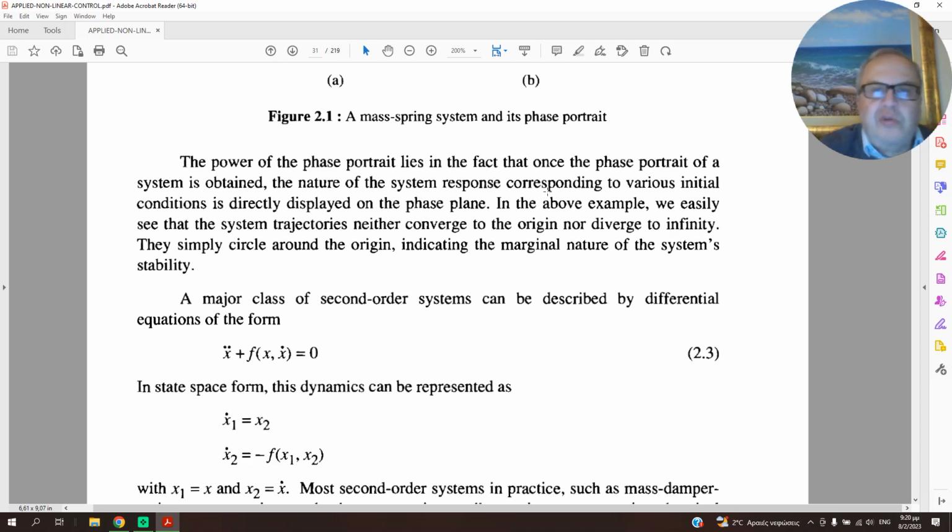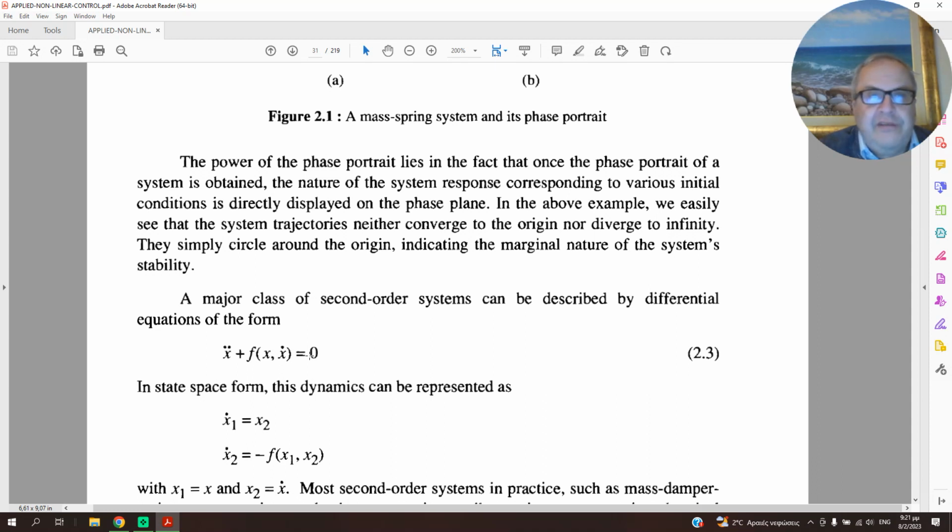A major class of second-order systems can be described by differential equations like this. In state space form, this dynamic can be represented as x1 dot equal to x2, x2 dot is equal to this. Okay. In general, for second-order systems, what does it mean, second-order system? A second-order system is a system where you have a second derivative. First derivative, your variable x, the first derivative and the second derivative. So the major class of second-order systems can be described by this.